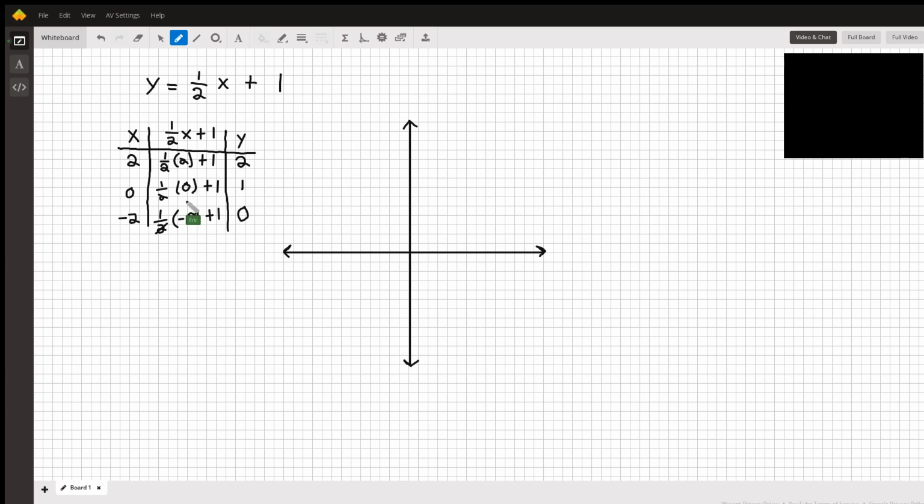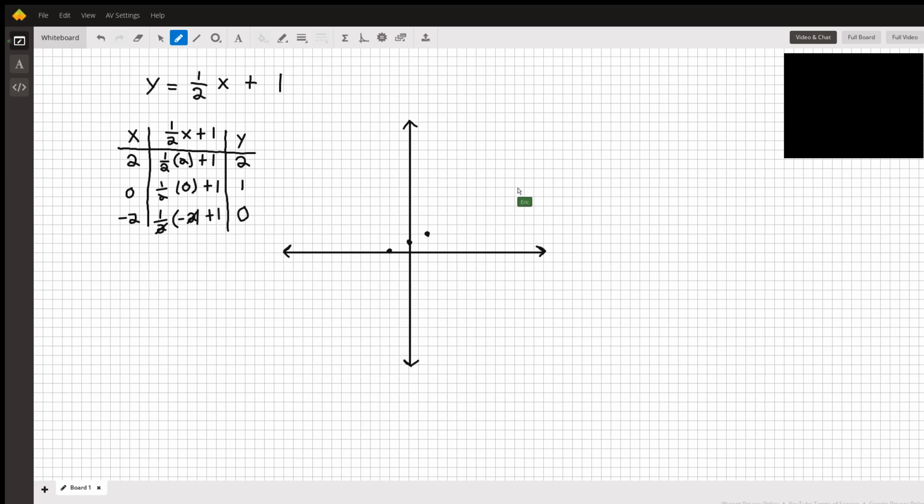So now we can plot these points. We can plot these right here. So we have 2, 2. So we're going to go over to 2 and up 2. Then 0, 1. And then -2, 0. So the answer, therefore, is just going to be the line that contains these 3 points.